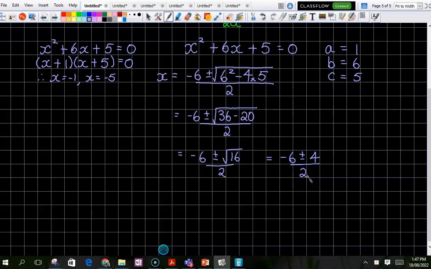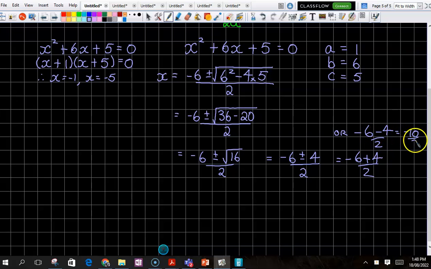So this is our shortcut of writing 2 solutions. This is either minus 6 plus 4 over 2, but it can also be, still running out of room, minus 6 take 4 over 2. Minus 6 take 4 is minus 10 over 2, which is negative 5. Winner, winner, chicken dinner. And negative 6 plus 4 is negative 2 over 2, which is negative 1. Woohoo!